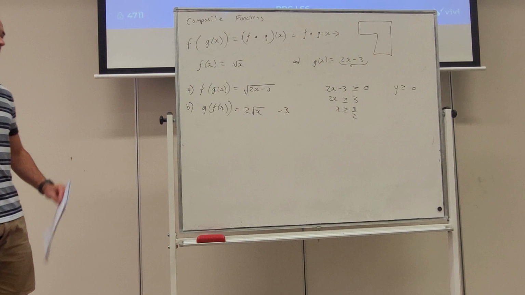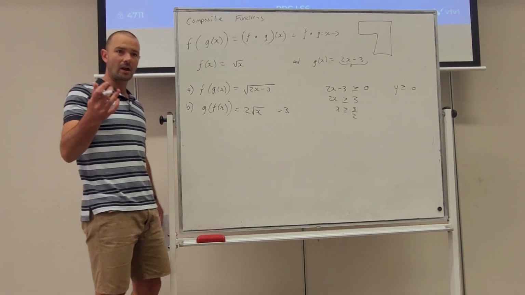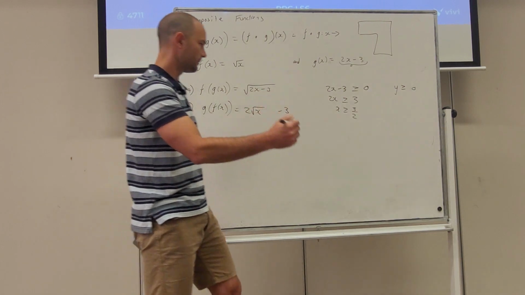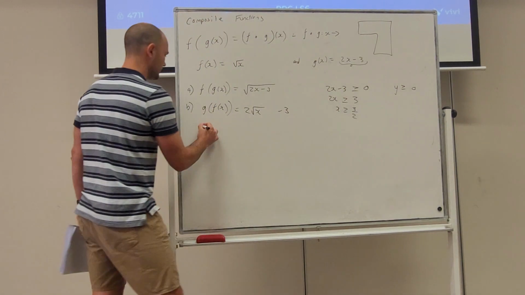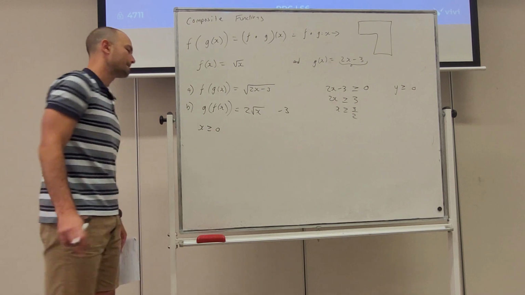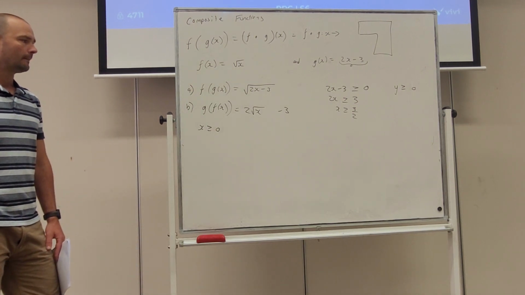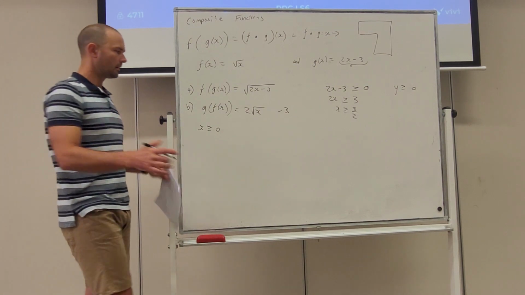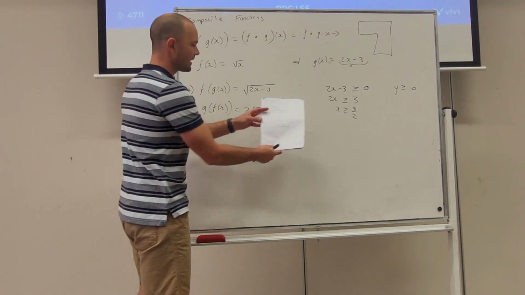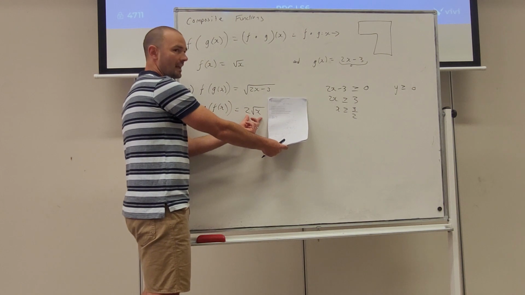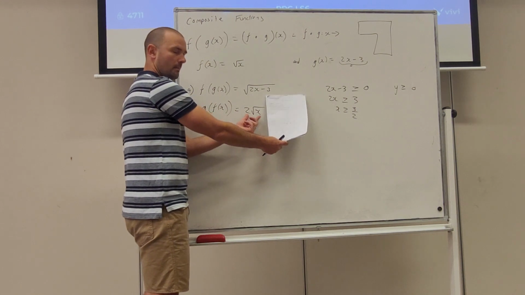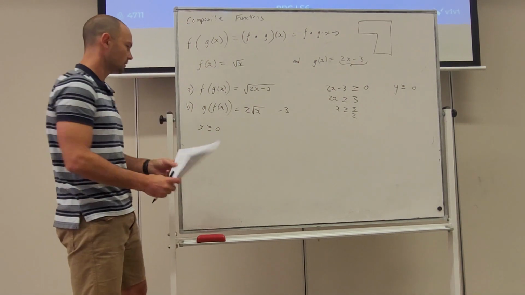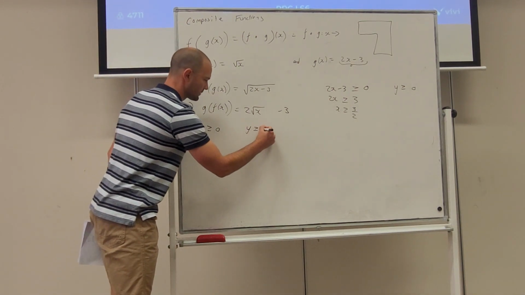Okay, so for the domain, the only constraint we have is that this x has to be positive, doesn't it? So for the domain, we say for part B, x is greater than or equal to 0. And for the range, we can break this down into its components, right? We know that the range of this part is y is greater than or equal to 0, but the whole thing's been shifted down 3 units. And so the range is y is greater than or equal to minus 3.